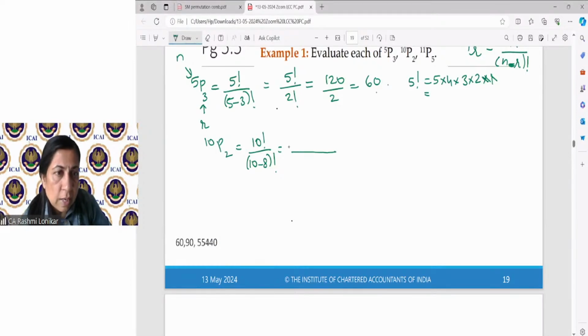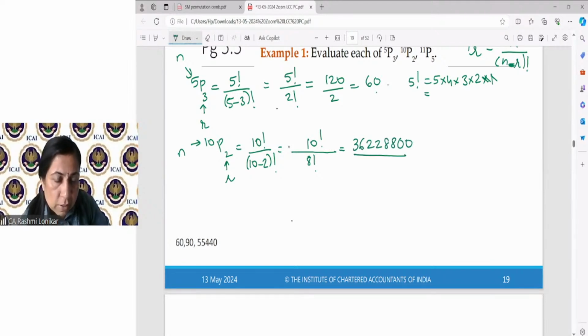So 10 minus 2 factorial. This is my n. This is my r. So 10 minus 2 is 8 factorial upon 10 factorial. How much is 10 factorial? 3, 6, 2, 2, 8, 8, 0.